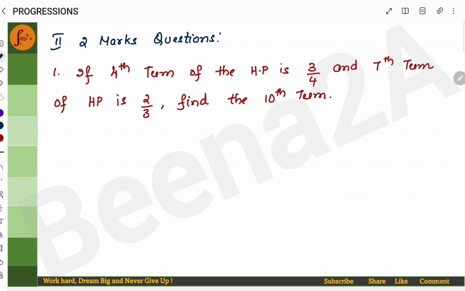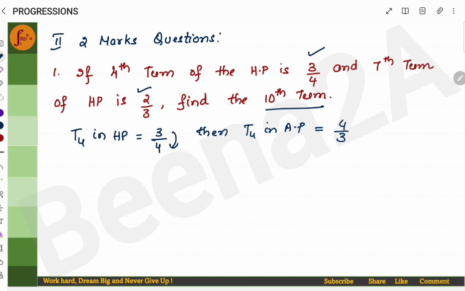If the fourth term of the HP is 3 by 4 and the seventh term of the HP is 2 by 3, find the 10th term. Whatever we have been given here for HP, we will first have to use arithmetic progression. If the fourth term in HP is 3 by 4, then the fourth term in arithmetic progression would be the reciprocal, which is 4 by 3. That is, you reverse the numerator and denominator.